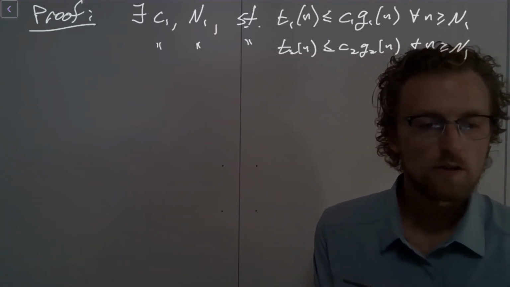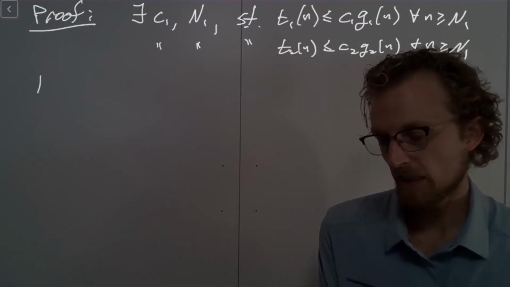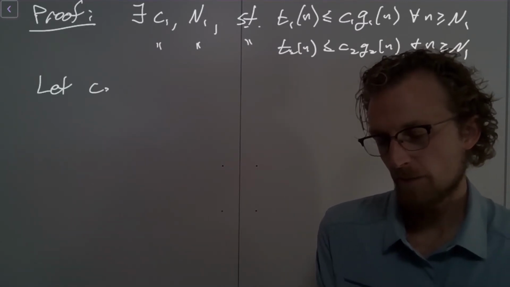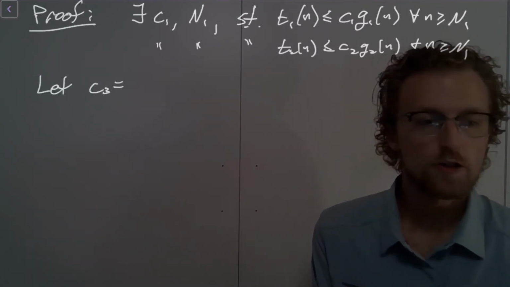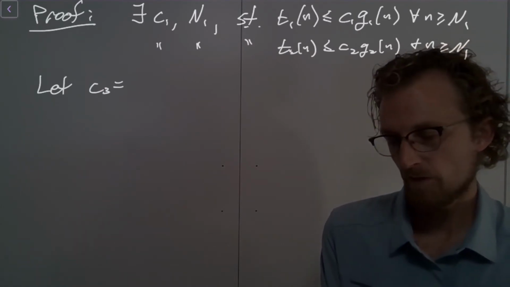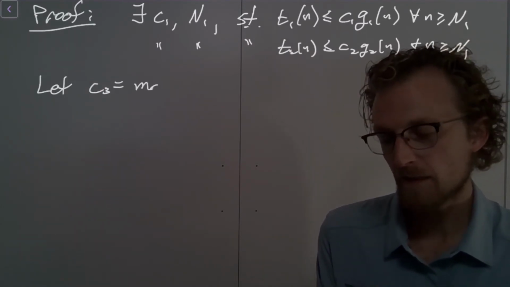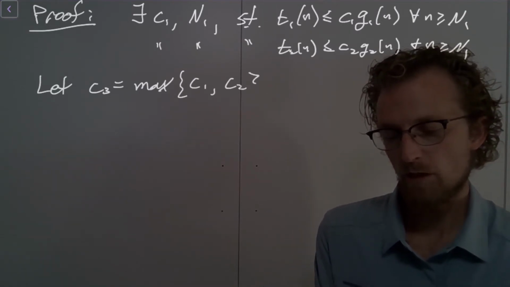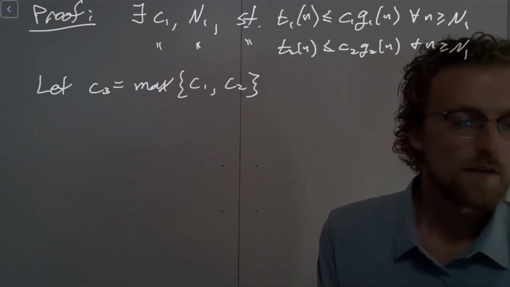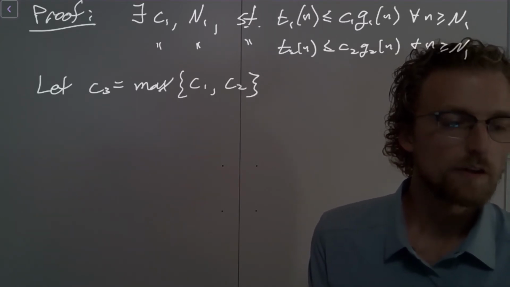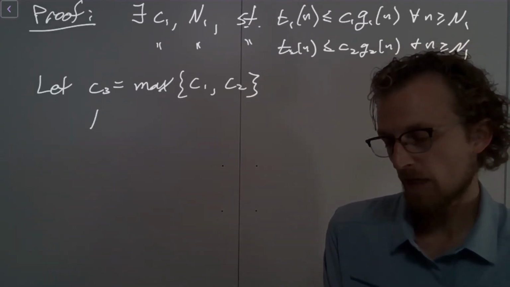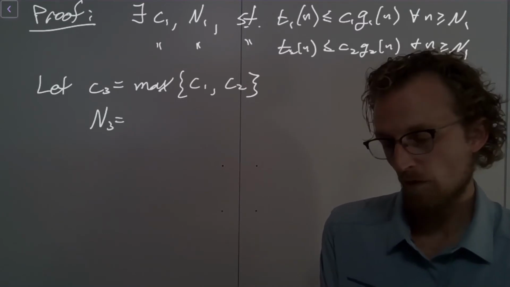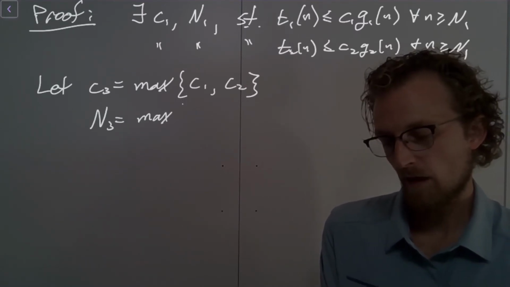Okay, so let's do this. So let c3 equal the larger of these two. So c3 equals the max of c1 and c2. So c3 is the larger of those. And then what is n going to equal? Well, capital N3 is going to equal the max of n1 and n2.